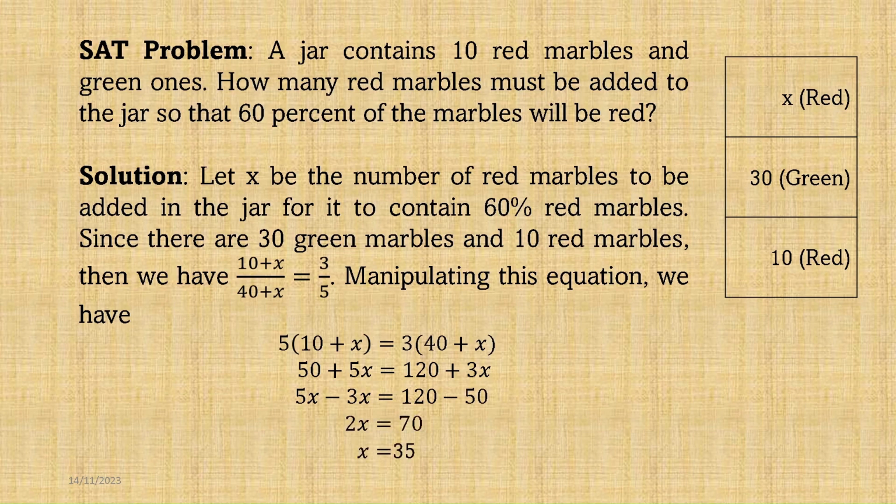Manipulating the equation, we have 5 times the quantity 10 plus X equals 3 times the quantity 40 plus X. By distribution, we have 50 plus 5X equals 120 plus 3X. Solving for X, we have 2X equals 70, giving us X equals 35. Hence, 35 red marbles are needed so that the jar contains 60% red marbles.